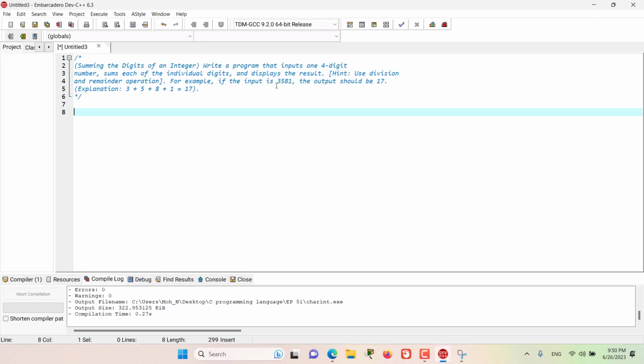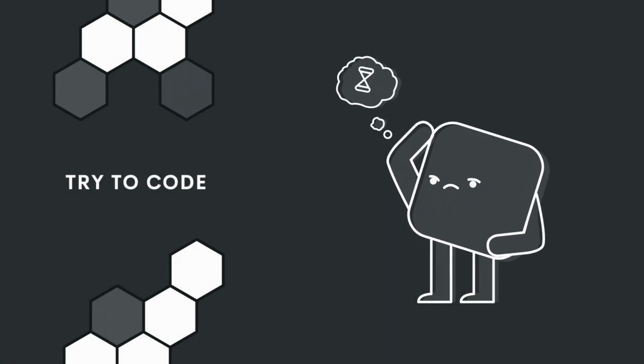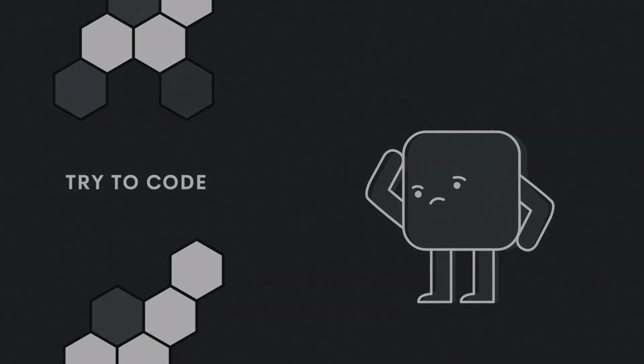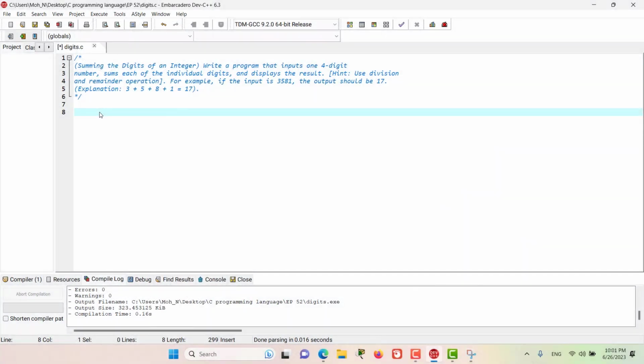For example, if the input is 3581, the output should be 17. Explanation: 3 plus 5 plus 8 plus 1 is equal to 17. Try to pause the video and solve the problem. If you weren't able to solve the problem, then come back to the video and watch how I did it. Welcome back, and let's go and solve this problem.